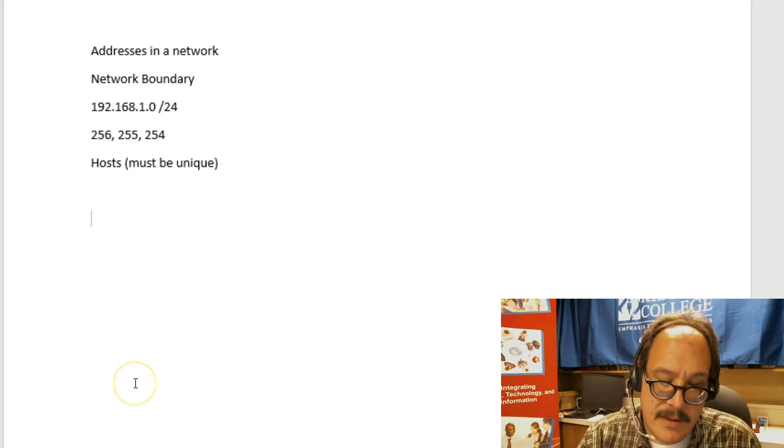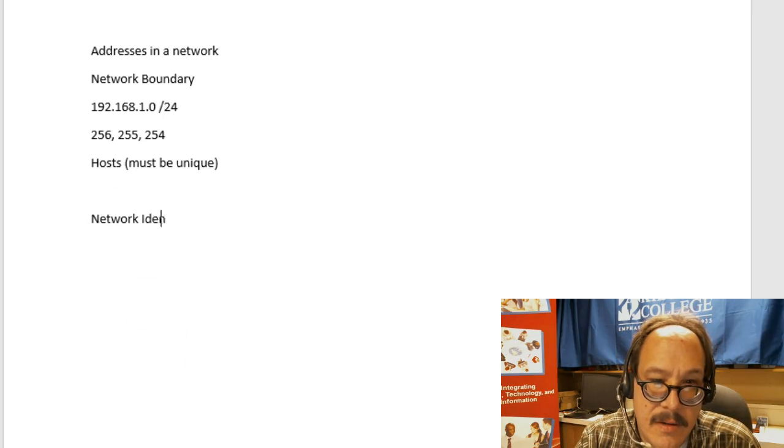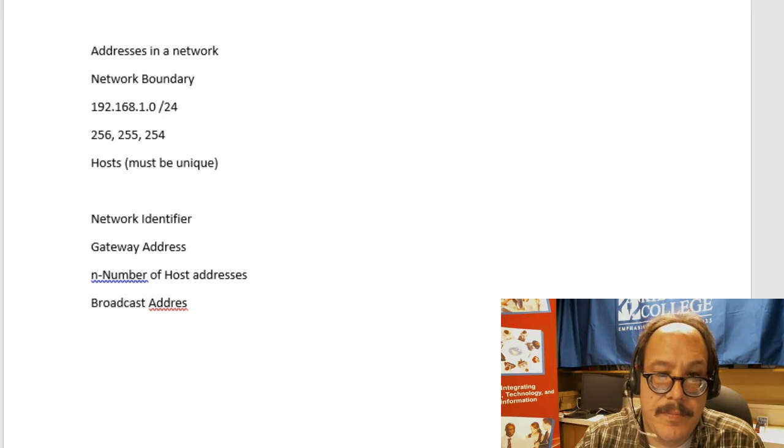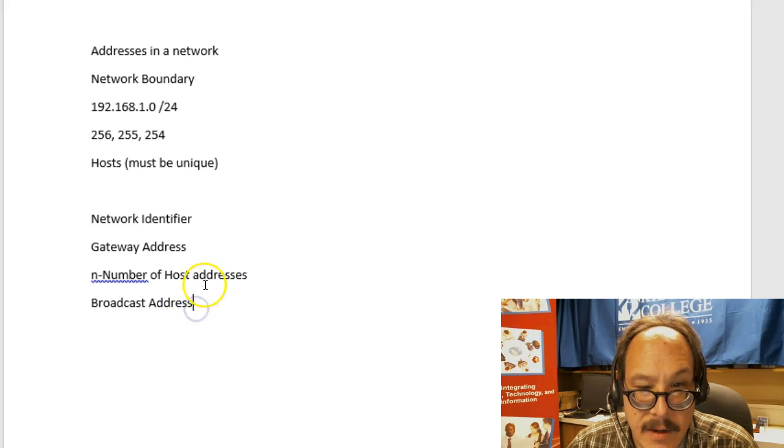I'm going to have a couple things. I'm going to have a network identifier. I'm going to have a gateway address. I'm going to have any number of host addresses. And I'm going to have a broadcast address. These are the 4 things that are there in the network.